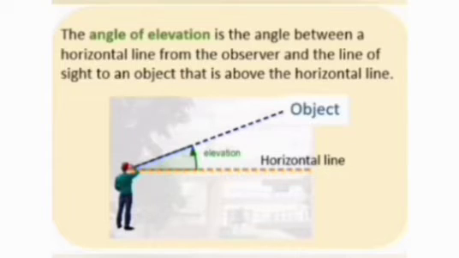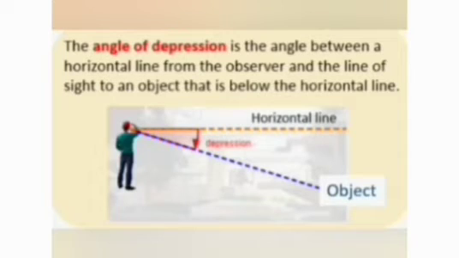Our next topic is angle of depression. What is angle of depression? The angle of depression is the angle between a horizontal line from the observer and the line of sight to an object that is below the horizontal line. That means if the object is below the horizontal line, then the angle between the line of sight and horizontal line is called angle of depression.